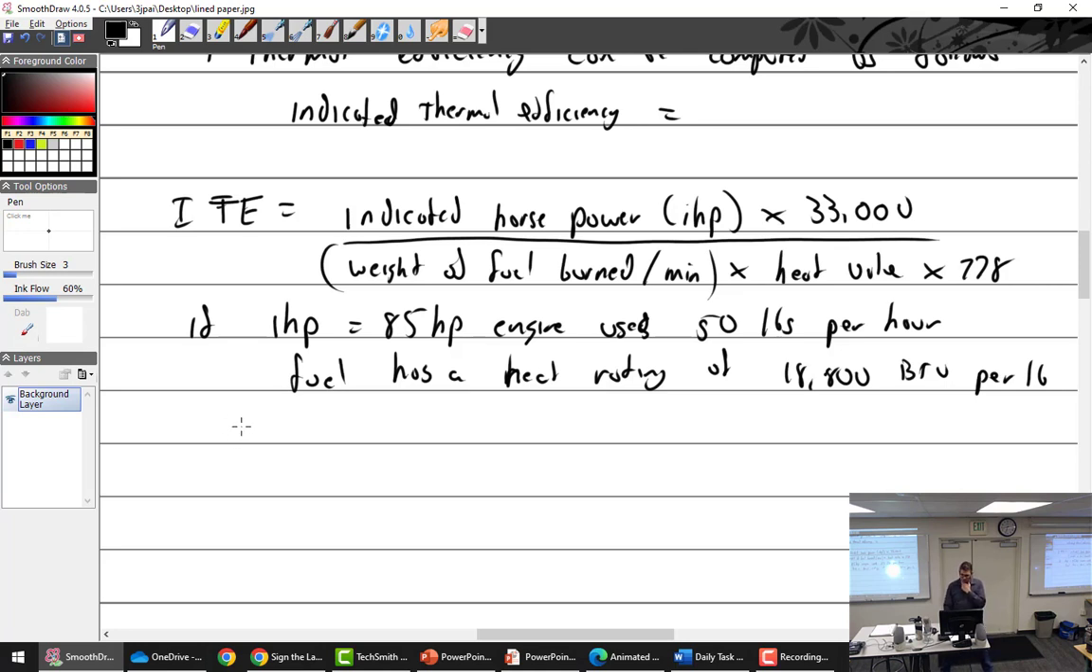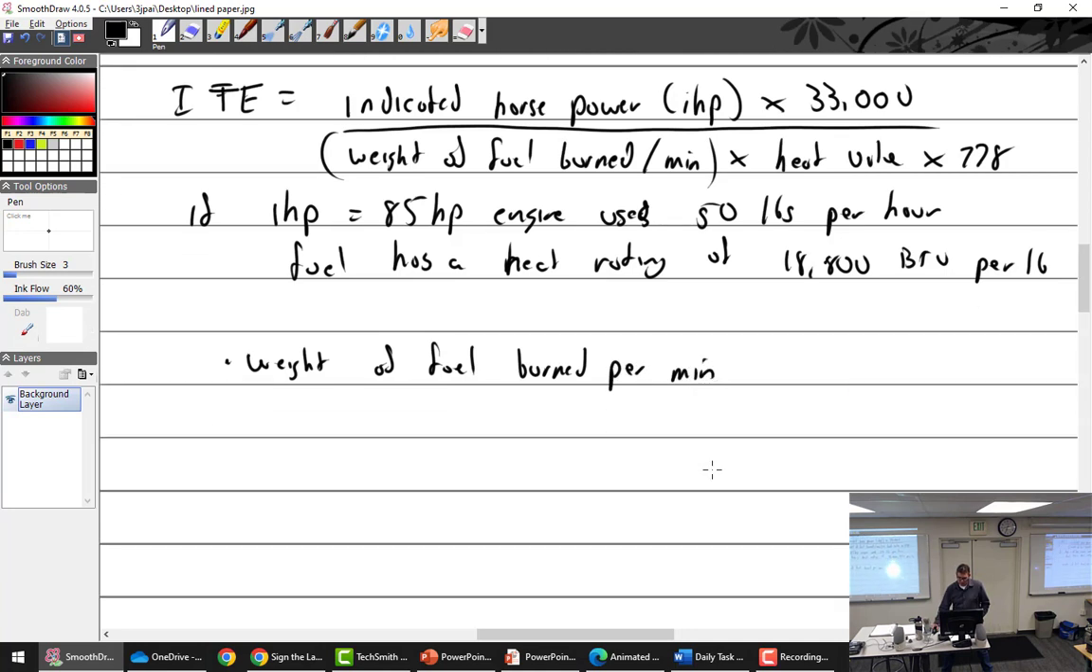Well, let's figure out how much fuel we burned. So weight of fuel burned per minute. We burn 50 pounds per hour. We want to figure out how much you burn per minute, so we would divide by 60, which would equal 0.833 pounds. All right, so plug that all in.